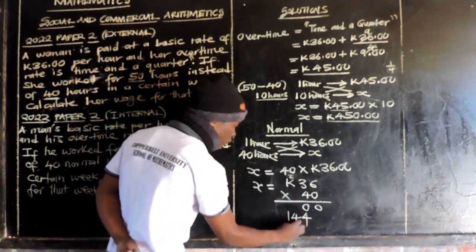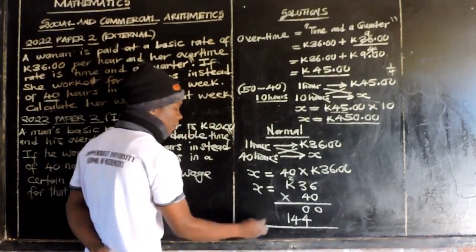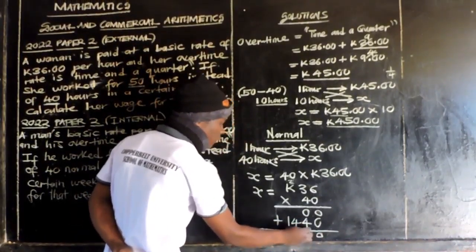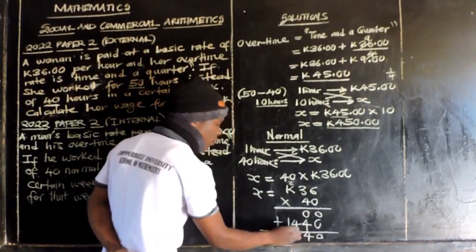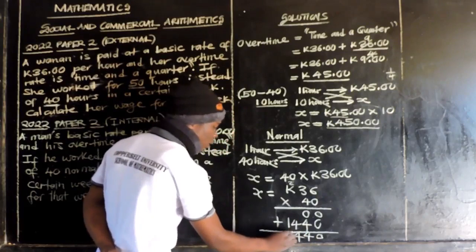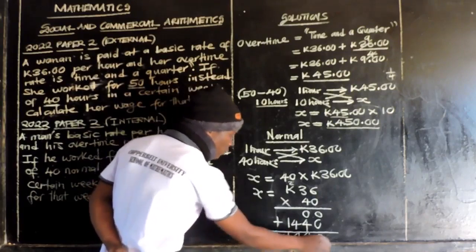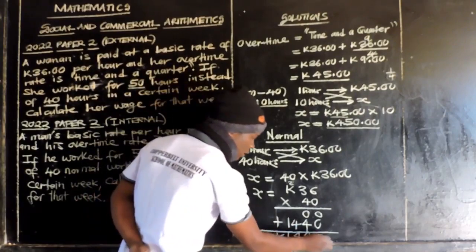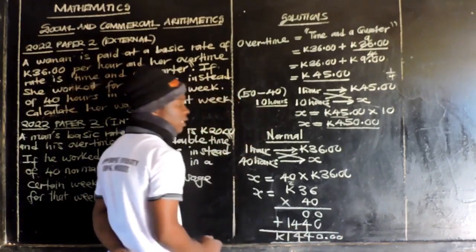You get 14. Then you simply add that level. So 0 plus 0 gets 0. 4 plus 0 gets 4. 4 plus 0 gets 4. Then 1 plus 0 gets 1. So our normal is what? 1,440 kwacha per time. That's our normal.